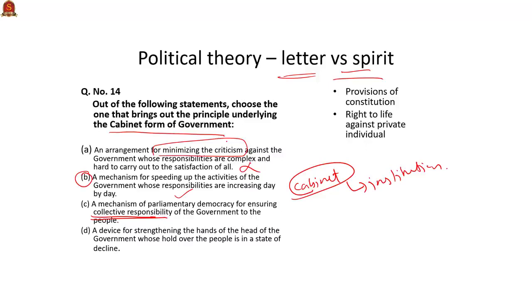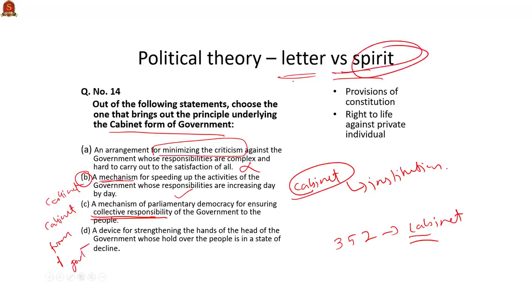Now here, nowhere is the cabinet form of government defined in the Indian Constitution, except we know in Article 352 the word cabinet has been mentioned. For what purpose? To tell that during a national emergency declaration, signature should be obtained from all the cabinet ministers. There is no definition of the word cabinet, and here they have not used the cabinet as an institution. Here, see, the cabinet is a mechanism for speeding up the activities of the government whose responsibilities are increasing day by day, but cabinet form of government they have given. So the purpose you have to see, spirit, you have to answer by spirit.